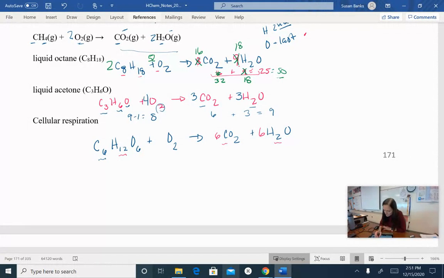Okay, let's look at our oxygens on our product side. 6 times 2 gives me 12. 6 times 1 gives me 6 more. That gives me 18. Okay, on my reactant side, I've already got 6. So 18 minus 6 gives me 12. 12 divided by 2 is 6, so I need 6 oxygens. That will give me 12 more, so 18 and 18 on both sides.